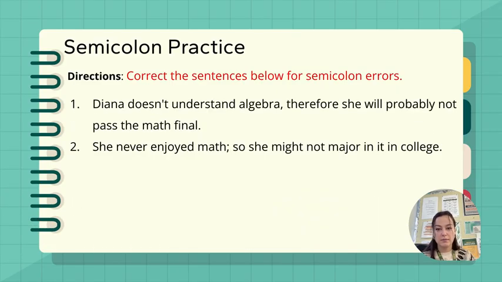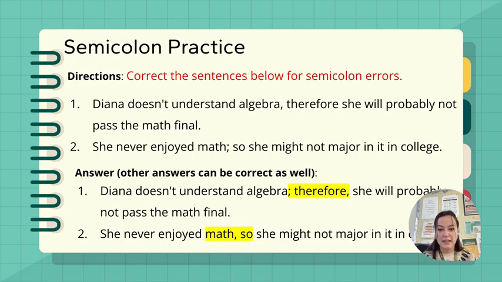What I want us to do, we have one last practice, and that is Diana doesn't understand algebra. Therefore, she will probably not pass the math final. And she never enjoyed math, so she might not major in it in college. I want us to think critically right here on your own. Go ahead, make those corrections before I share on the screen what the final answers are.